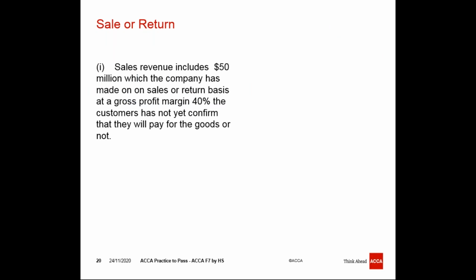Now in this question you can see the sales revenue includes 50 million. Company has already recorded 50 million in the sales account, which have been made on the sale or return basis at a gross profit margin of 40%. The customer has not yet confirmed that they will pay for the goods or not. If the customer has not yet confirmed that they are going to pay, you cannot recognize the sales. So all you need to do is to reverse the transaction. So the accounting entry should be sales debit, receivables credit, and the cost of these goods should be added in the closing stock. So in this question, you will always be given a gross profit margin or markup. So using this percentage, you can calculate the cost of the goods, which should be added in the closing stock. I hope I have cleared this point.